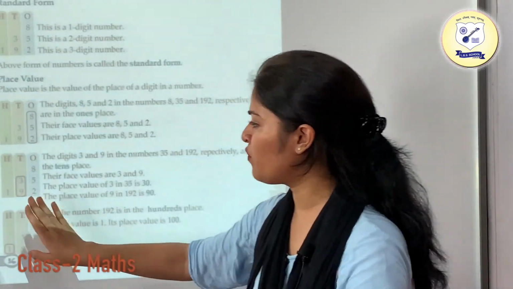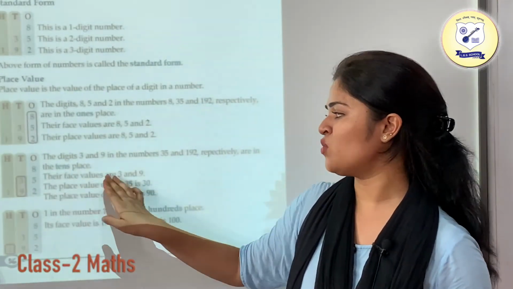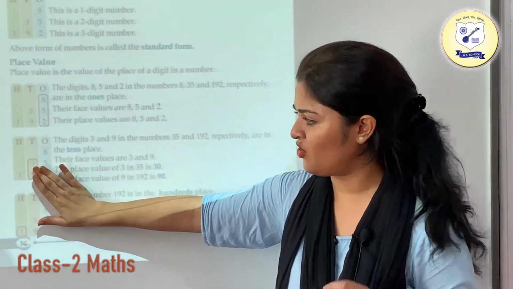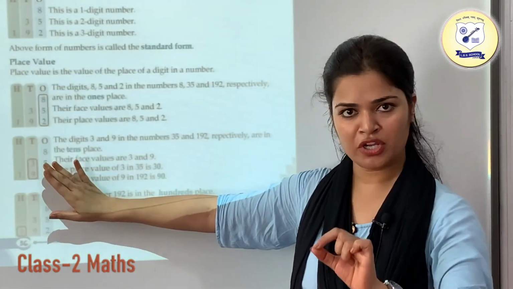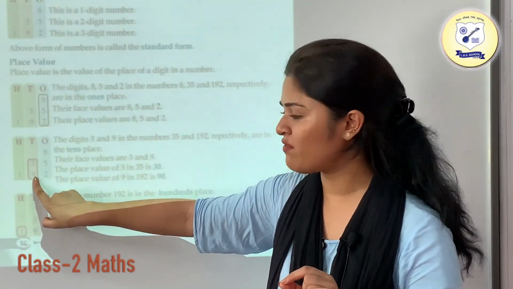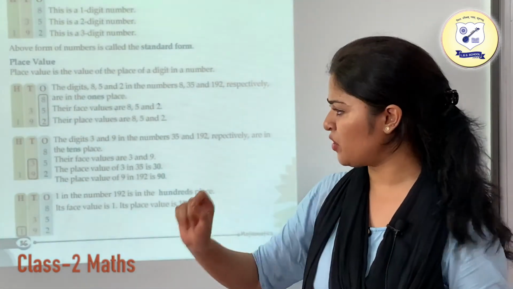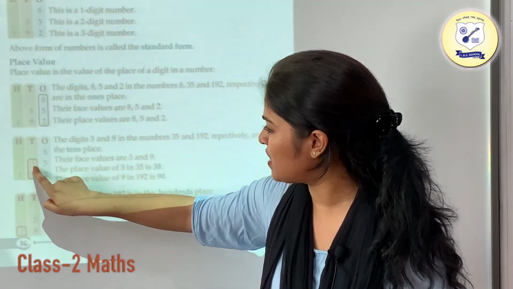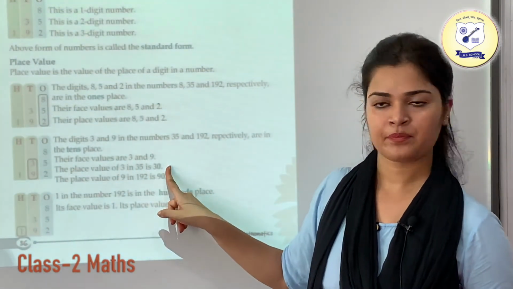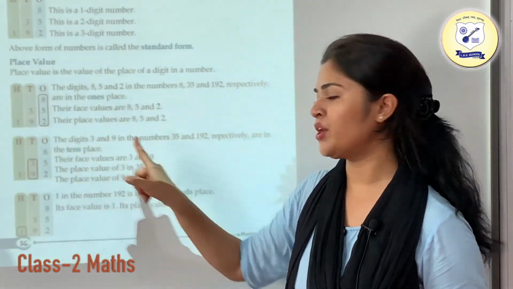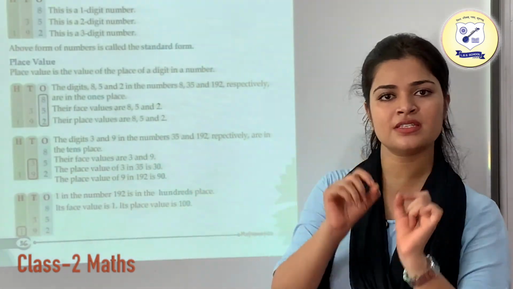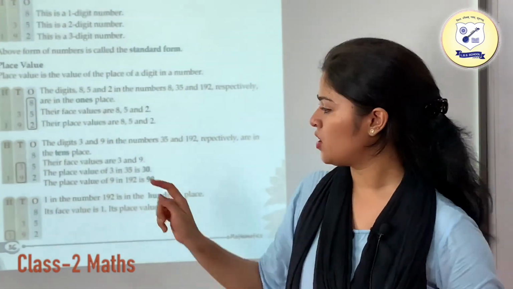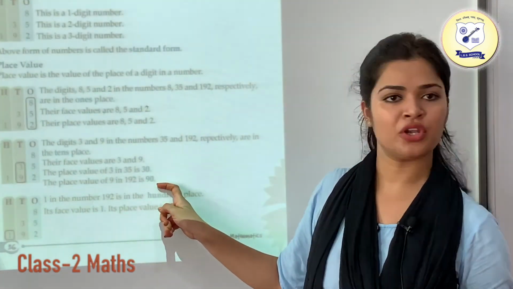Now if we move to the tens place, the face value of this digit is going to be 3, and the face value of 9 is again going to be 9. But when you are talking about the place value, in this number the place value of this 3 is going to be 30, and the place value of 9 is going to be 90. Since it belongs to the tens place, we just multiply 10 into it.